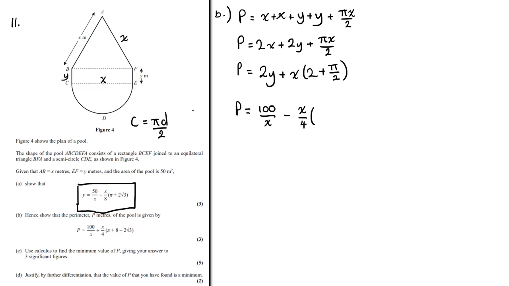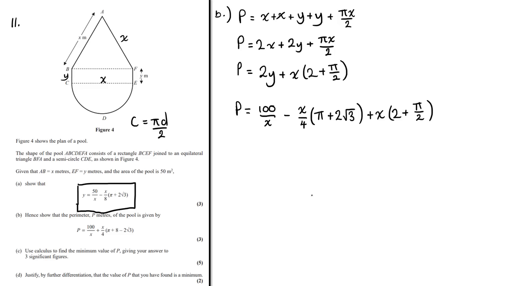And then the bracket won't change here, if that makes sense. So I've got minus x over 4, and then I've got the bracket, so I get pi plus 2 root 3, just so I don't confuse myself. And then don't forget we've got this x here as well. So I get x lots of 2 plus pi over 2. Just to make it clear, there's 2y, so that's 2 lots of this expression here. So I get 100 over x minus x over 4 times pi plus 2 root 3. And then don't forget the x times 2 plus pi over 2. Okay, so that's the expression there for p.